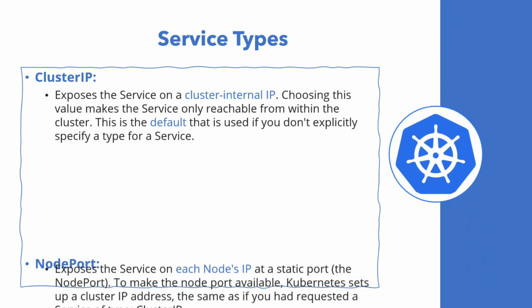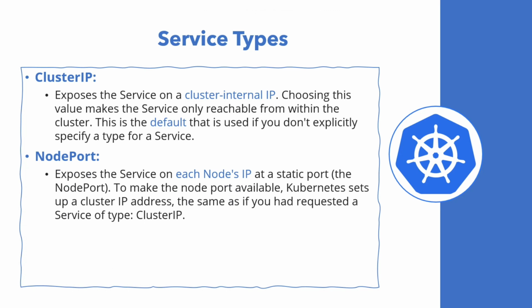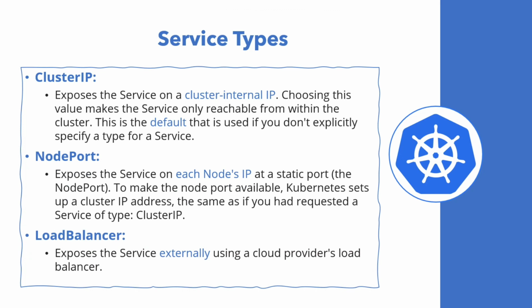Another one is node port, which exposes the service on each node's IP at a static port, the node port. To make the node port available, Kubernetes sets up a cluster IP address, the same as if you had requested a service of type cluster IP. The last type of the service is the load balancer, which exposes the service externally using a cloud provider's load balancer.